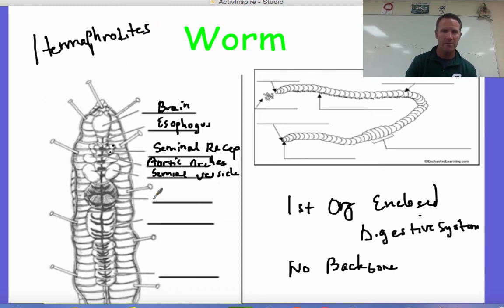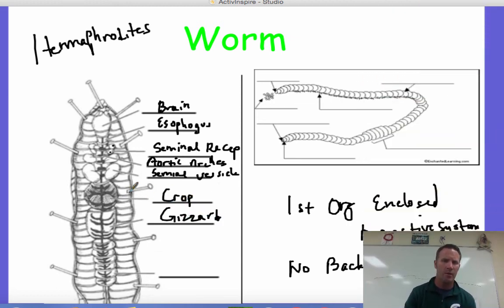Okay, almost done. Here's the crop and the gizzard. And the crop and gizzard are used to hold, store, and grind up food, and its food is dirt. And then lastly, this is just the enclosed intestine. Okay, so these are eggs for the worm, and here's the worm's mouth. All right, these up here are pointing to the segments of the worm. That's what makes a worm an annelid. And this was called the clitellum, which we know is a sexual organ to help hold them together. And this is the anus.